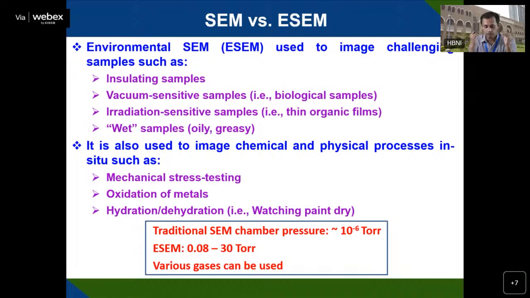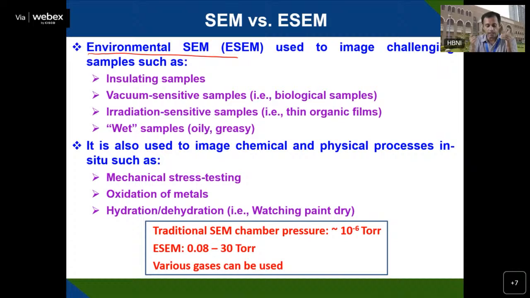But if you have a biological sample in the SEM, where the energy used is 30 kV or so, that energy can damage the biological sample. So you can't use biological samples directly for SEM analysis. For that, you have to use an environmental SEM, a more advanced version of SEM, which is used for biological samples as well as insulating samples where you have the charging effect.